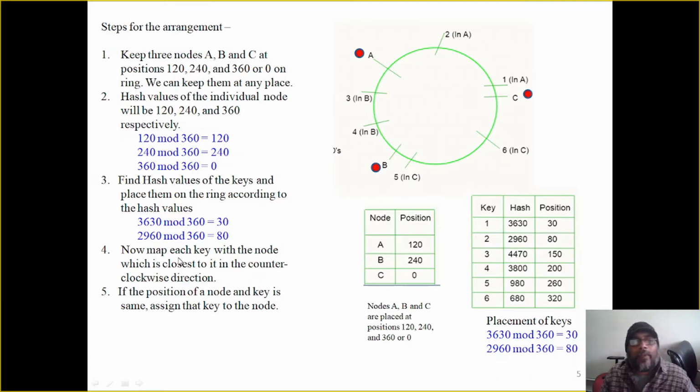Now map each key with the node which is closest to it in the counter or anti-clockwise direction. Instead of anti-clockwise, a clockwise rule can also be made. It is not necessary that you always go counterclockwise. If the position of the node and key is the same, then assign the key to the node. This is the rule. So this is the experimental setup.